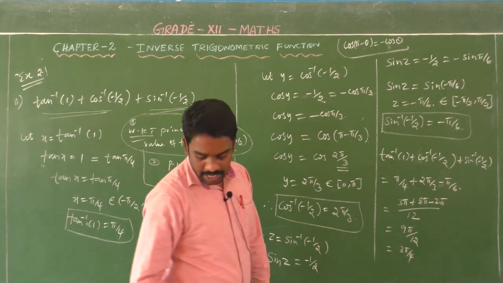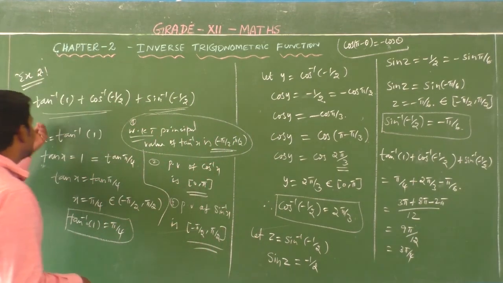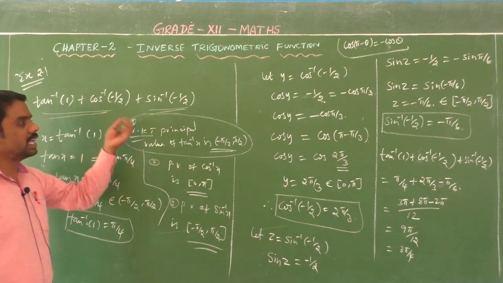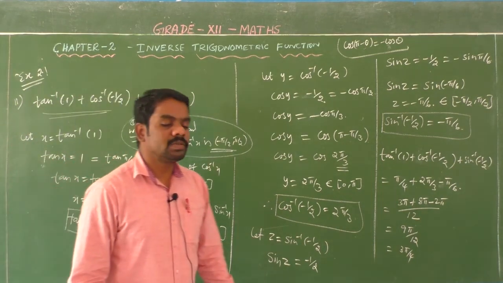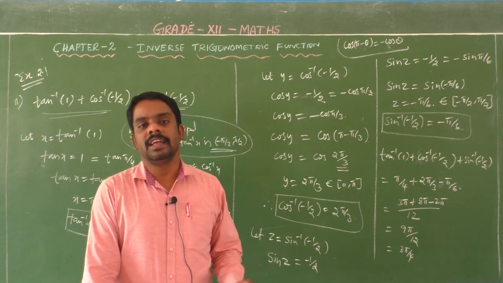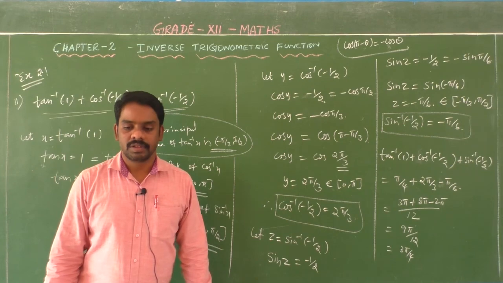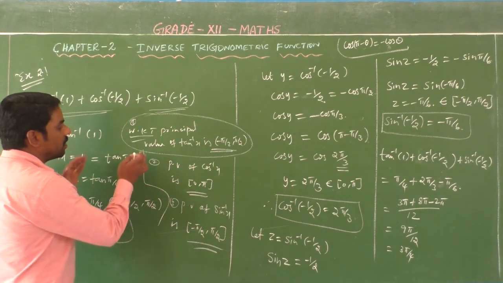Therefore, the required value of tan inverse of 1 plus cos inverse of minus 1 by 2 plus sine inverse of minus 1 by 2 is equal to 3 pi by 4. This is the required answer. Okay, very simple question. Very important formula.